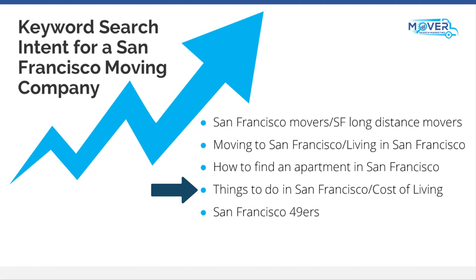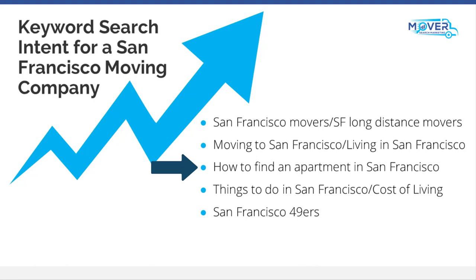Let's move on to the next one. How to find an apartment in San Francisco. Also informational intent. They're asking a question. I think it's pretty obvious if someone's typing this in, they're going to move sometime in the future. So if you're able to get a piece of content that ranks high for this and they're on your website, some of those people are going to call you and reach out to you, and certainly they're going to remember you. So this is a pretty strong keyword.